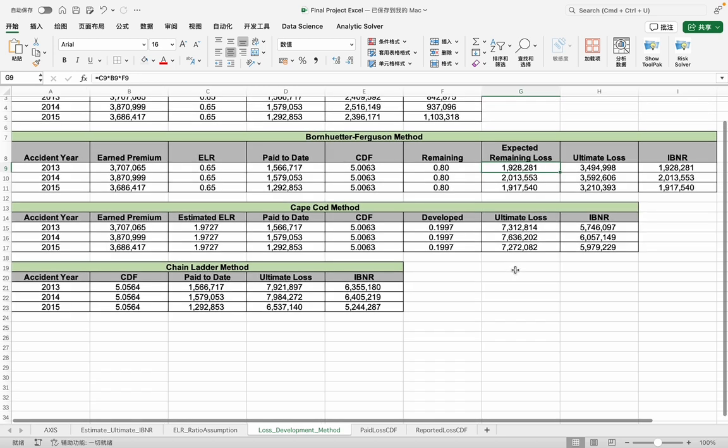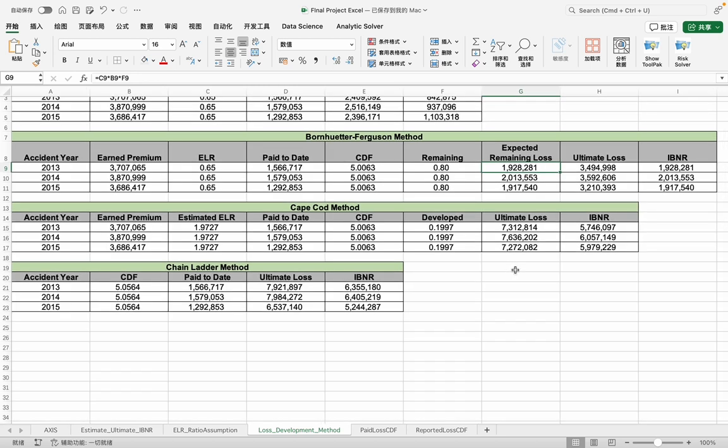And then finally we have the Cape Cod method. Instead of a fixed ALR, I estimate one from actual paid losses and development to date. With around 20% developed, the model implied an ALR of 197%, and ultimate losses exceed $7 million for each year. This produced very large IBNR values of $5.7 million to $6 million. While useful, this method can overreact when early data is sparse.